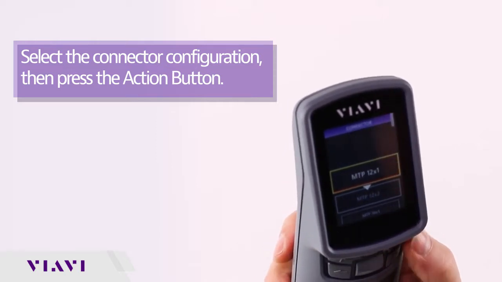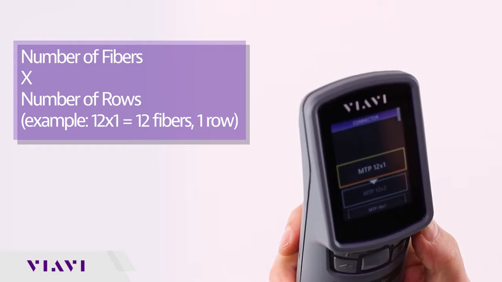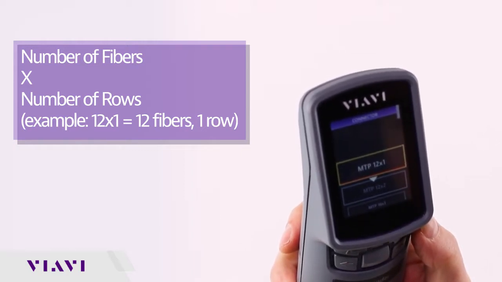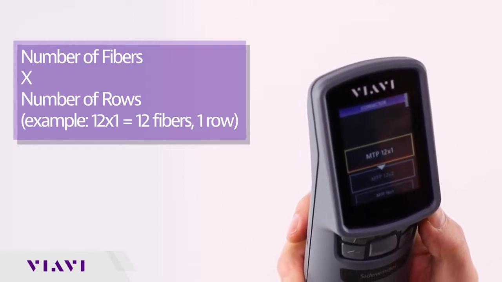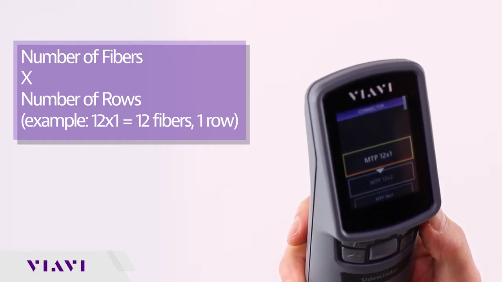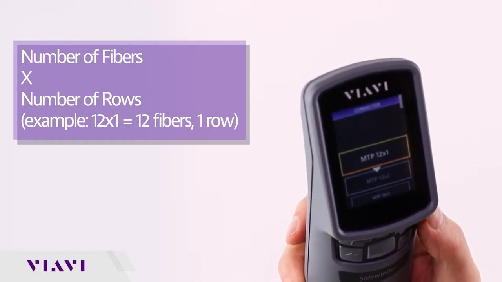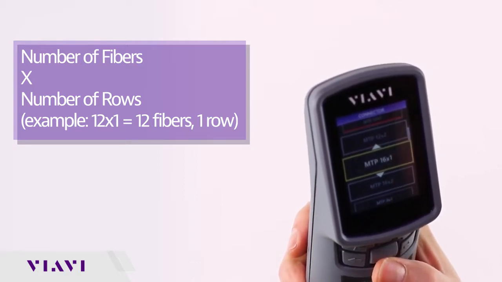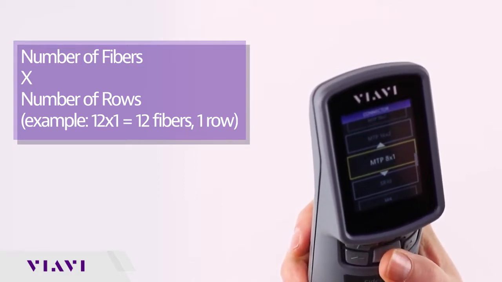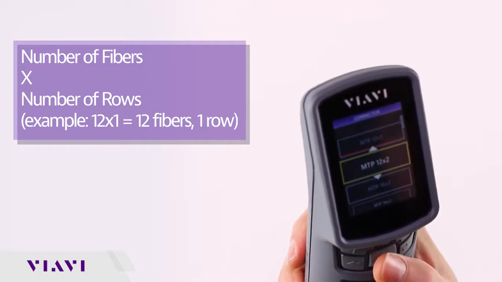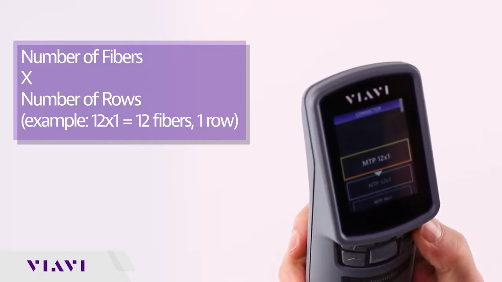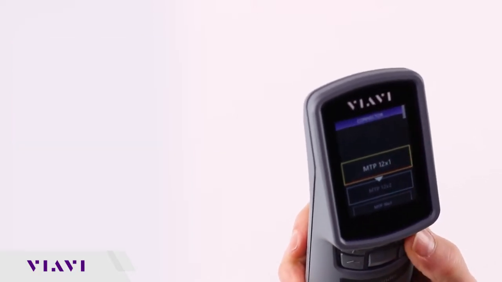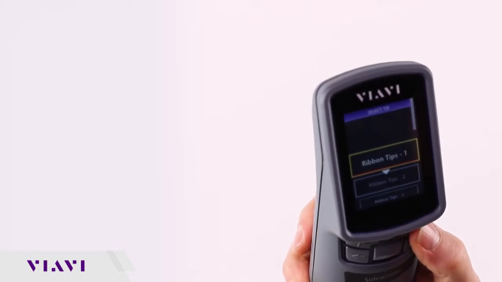So I select that. The next thing it'll ask me is what kind of connector am I going to be testing here? In this particular scenario, I'm testing a 12 fiber MPO or MTP connector. There's also different options for 12 by 2, 16 by 1, 16 by 2, 8 by 1, so on and so forth. But I'm going to stick with 12 by 1. It was already underlined, which showed that it was the one that was selected.